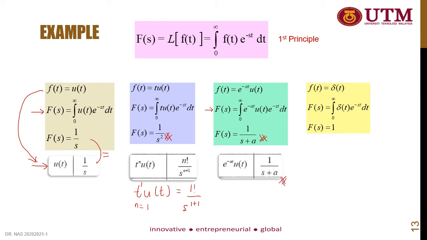Another example, when you have an impulse function, by using first principle you integrate it and you get F(s) equal to 1. When you refer to the Laplace transform table, when you have f(t) equal to delta(t), your F(s) equals 1. So it is the same as the answer by using the first principle.